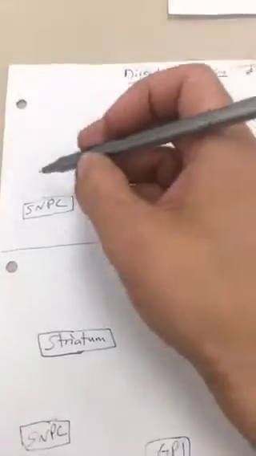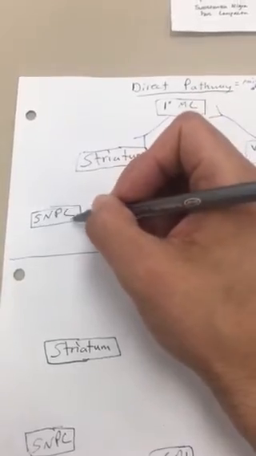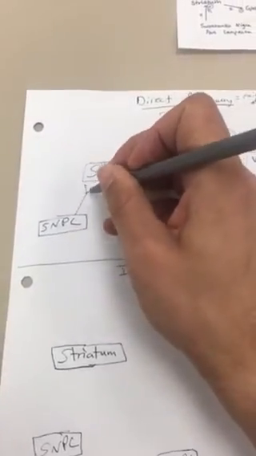Last thing in the direct pathway is that our substantia nigra pars compacta, so PC, is going to release dopamine.